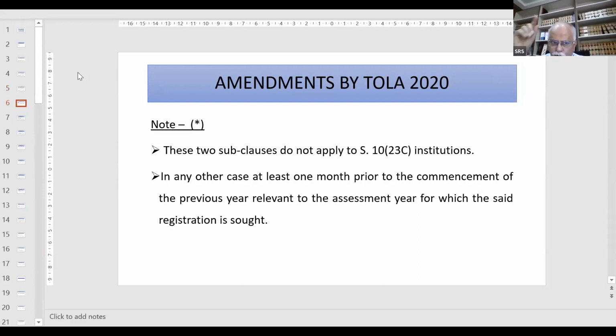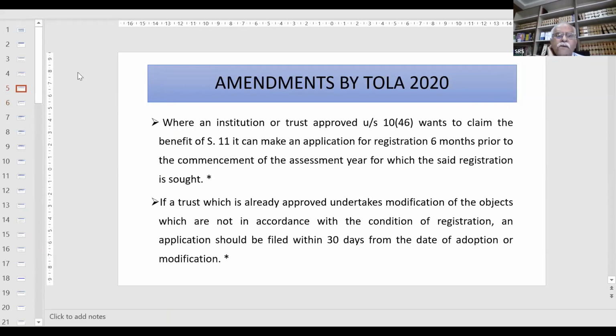Now, if you just go back to the earlier slide, kindly go through that. These two conditions, section 10(46) conversion to a section 11 institution, or the modification of the objects, etc., are not applicable to 10(23C). So you don't have to make an application because the 10(46) to 10(23C) move is permitted by getting an approval under section 10(23C) per se, and you don't have to make an application like this. Yeah, please go ahead. Next one.